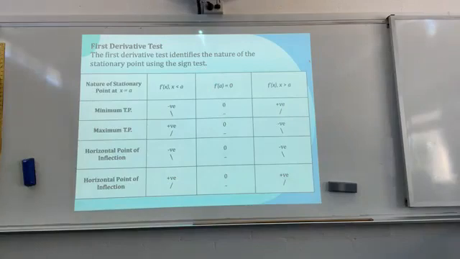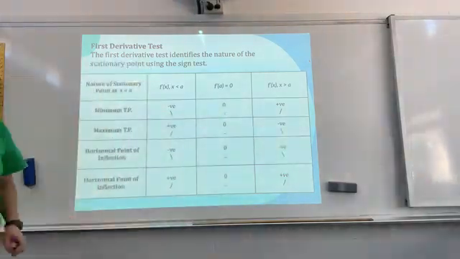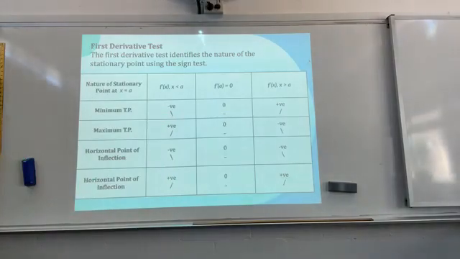You know that the nature of the stationary point, minimum turning point, if you do a sign test: negative, 0, positive. You don't need to do second derivative to figure out if it's a horizontal point of inflection. You can just use the first derivative sign test, or you can use a concavity test as well.